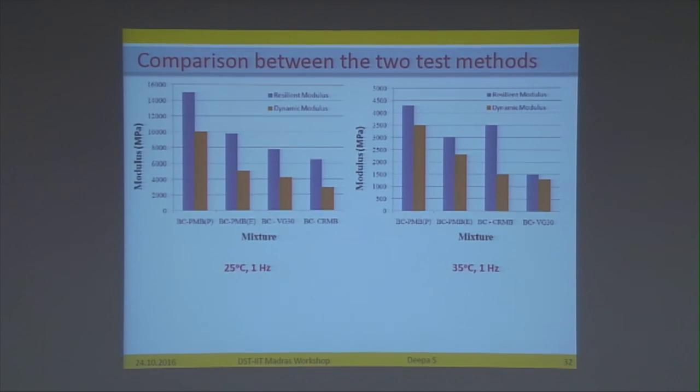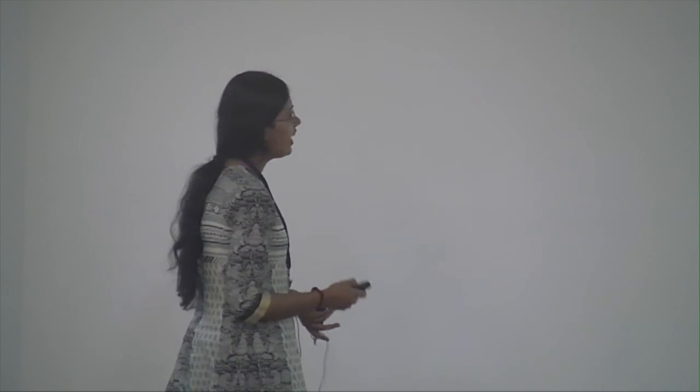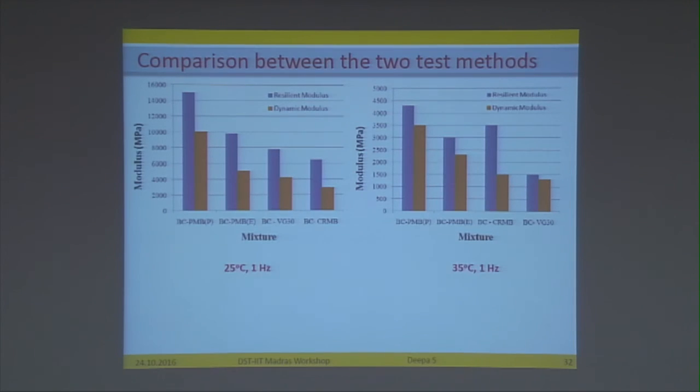And now it's time to compare the two tests. We have resilient modulus and we have dynamic modulus, so we have to make some conclusions. Here are the results. We can see that at 25 degrees, resilient modulus is always higher than dynamic modulus. It may be because you have a rest period during the resilient modulus test. We are giving 0.9 seconds as the rest period, so the strains will be substantially low and the modulus will be substantially high for resilient modulus compared to dynamic modulus. That trend is seen for all the mixtures at all the temperatures.